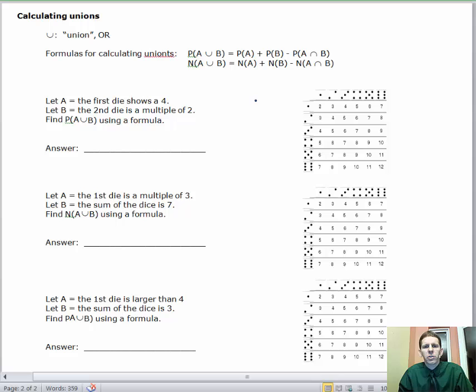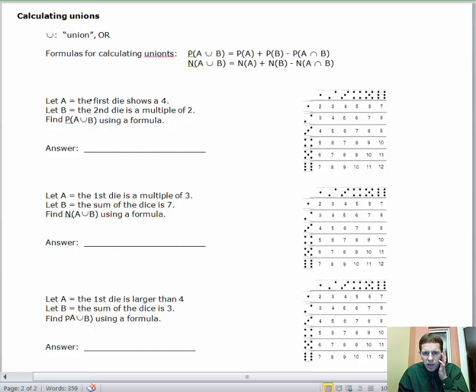We're next going to calculate unions. The abbreviation U means union. It has a synonym for OR. So we have some formulas for calculating unions. One is this: the probability of A union B, or A or B, equals the probability of A plus the probability of B minus the probability of A and B. There's a similar formula for the number. Basically, everything is the same except we're going to replace the P's with N's.